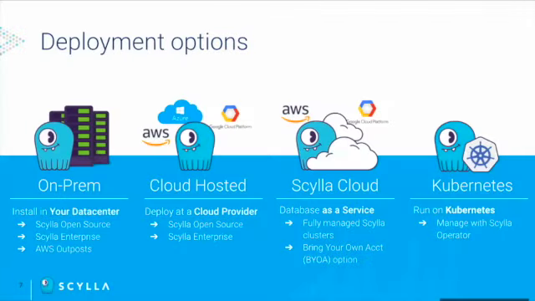Scylla offers a variety of deployment options. You can run Scylla in your data center, on your own hardware, or on any public cloud providers, and even on AWS Outposts. In fact, Scylla is the only certified NoSQL database that runs on Outposts. Scylla Cloud is a fully managed DBaaS solution that is available on AWS, GCP, and soon in Azure. We also provide a fully supported Kubernetes operator.